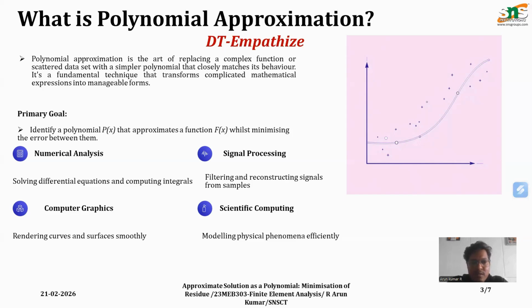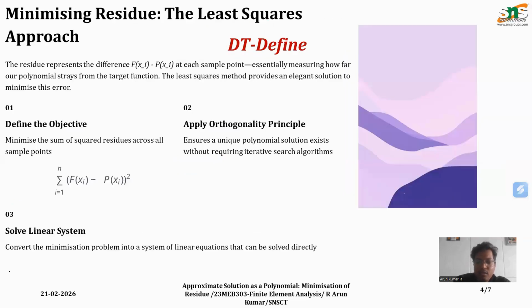What are the primary application areas? Numerical analysis, signal processing, computer graphics, and scientific computing. Numerical analysis means solving differential equations and computing integrals. Signal processing is filtering and reconstructing signals from samples. Computer graphics is rendering curves and surfaces smoothly. And scientific computing is modeling physical phenomena effectively.